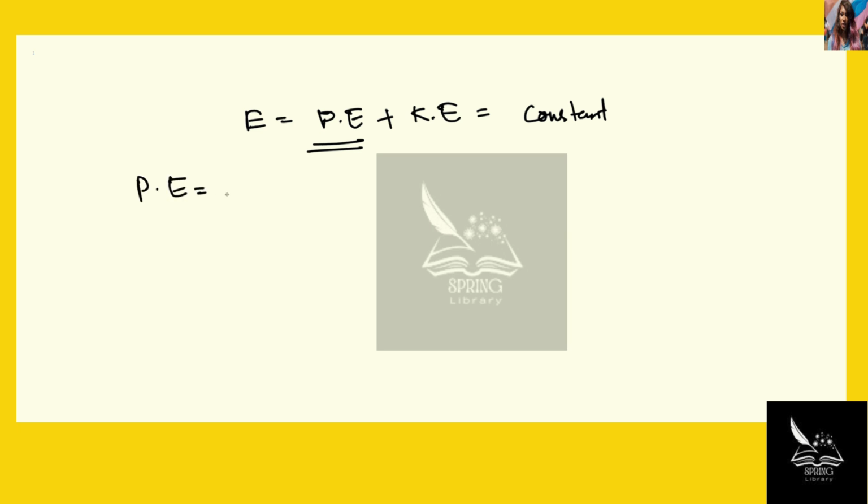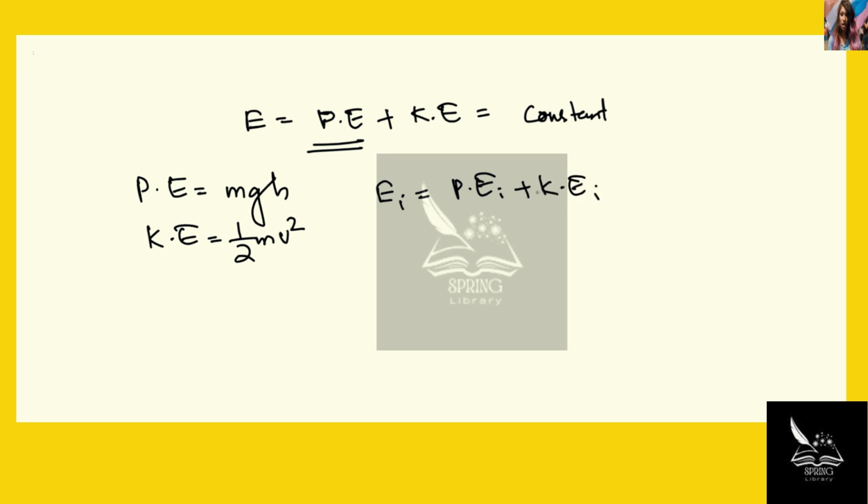So basically, let me just write down the values. Potential energy is mgh, and kinetic energy is given by half mv squared. Now let's write the total initial energy. That will be equal to the initial potential energy plus the initial kinetic energy. Since the ball is dropped from rest, the initial kinetic energy is zero, and the initial potential energy will just be equal to mass times acceleration due to gravity times the initial height from where the ball is dropped.